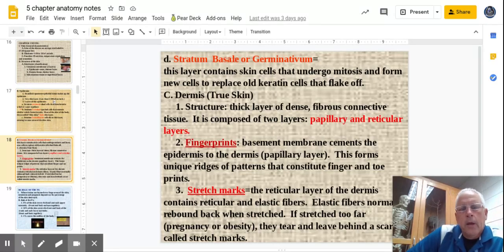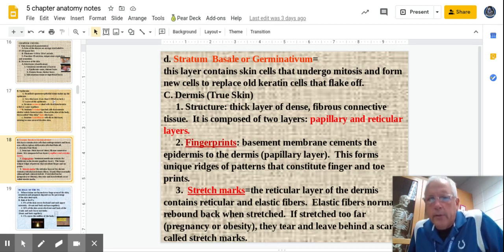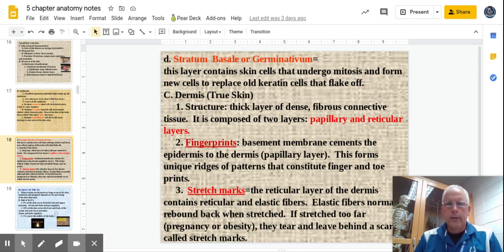All right. The dermis is below that. That's called the true skin. It's more fibrous connective tissue. It is not epithelial, not squamous. The important part of this layer is the papillary and reticular. There are 2 parts to this, not as many layers. Where the dermis and the epidermis glue together.